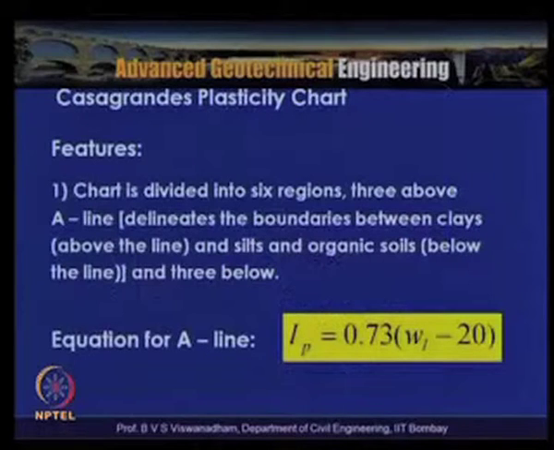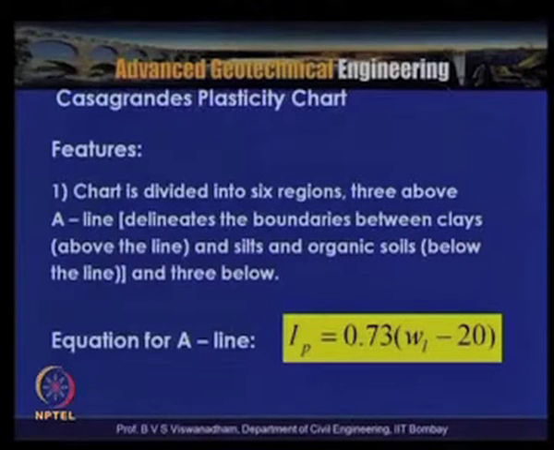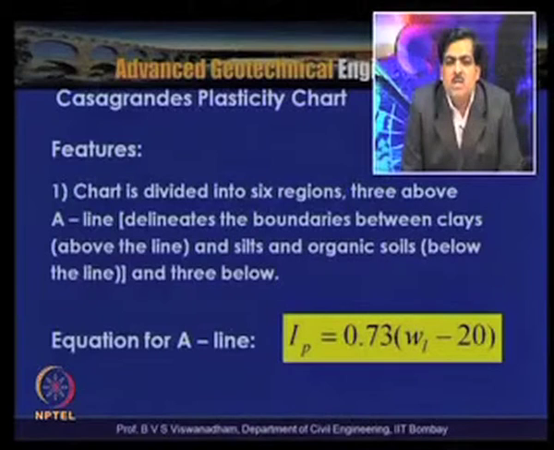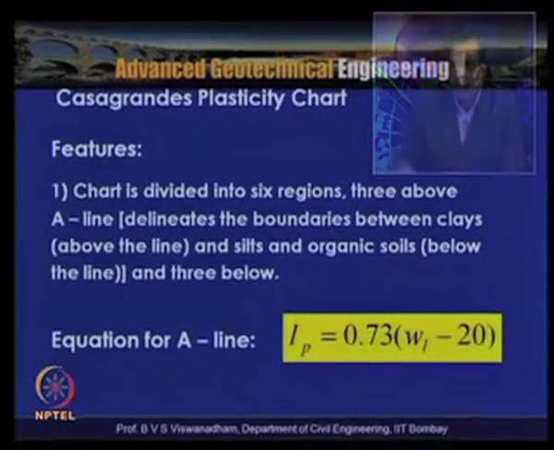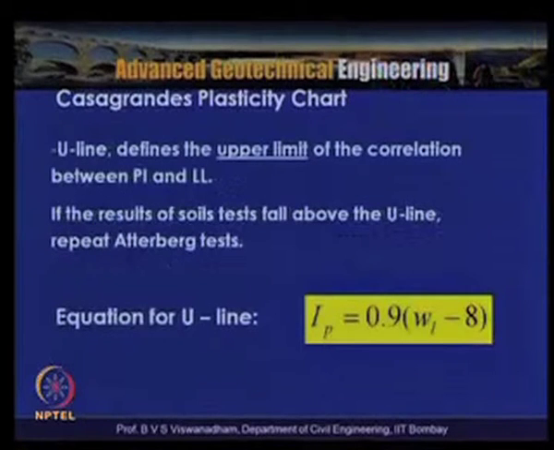The features are that the chart is divided into 6 regions, 3 above and 3 below. The A line delineates the boundary between the clays above the line and the silts and organic soils below the line. The equation of the A line is 0.73 into WL minus 20, and the U line defines the upper limit of the correlation between the plasticity index and liquid limit. If the results of soils fall above the U line, repeat the Atterberg tests. The equation for the U line is IP is equal to 0.9 into WL minus 8.